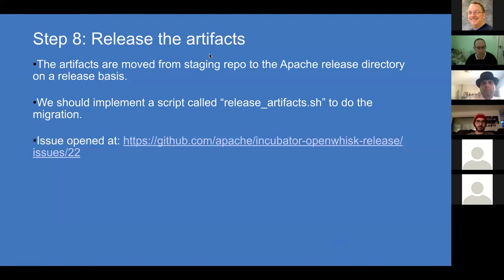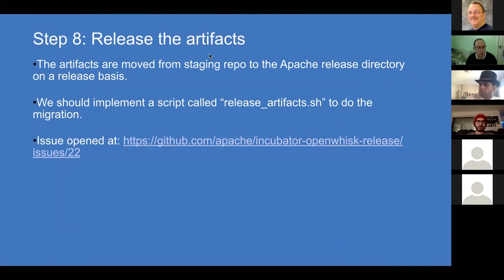The very next and the last step is to release those artifacts. In a nutshell, just move the artifacts available in the staging repo onto the Apache release directories in order to release. We believe that this is just one kind of migration, to transfer all the artifacts from one place to the other place remotely. And we opened the issue 22 to tackle this one.